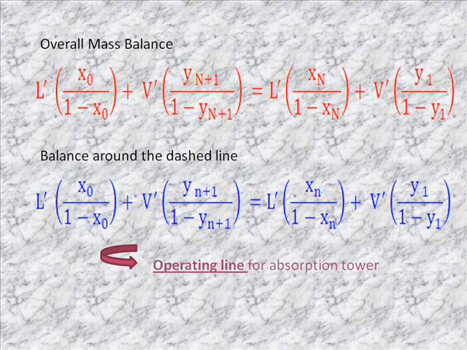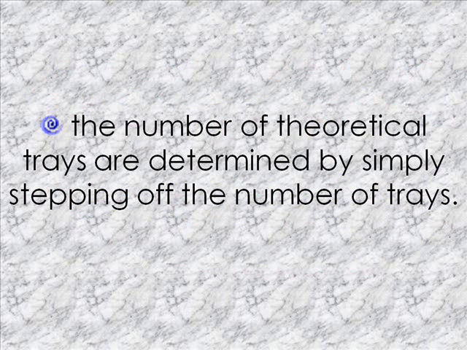To plot the points between the endpoints of the operating line, the formula is L prime times x sub naught over 1 minus x sub naught plus V prime times y sub n plus 1 over 1 minus y sub n plus 1 is equal to L prime times x sub n over 1 minus x sub n plus V prime times y sub 1 over 1 minus y sub 1, where x is the mole fraction of the solute in the liquid, y the mole fraction of the solute in the gas, L sub n the total moles of liquid, and V sub n plus 1 the total moles of gas. The number of theoretical trays are determined by simply stepping off the number of trays.